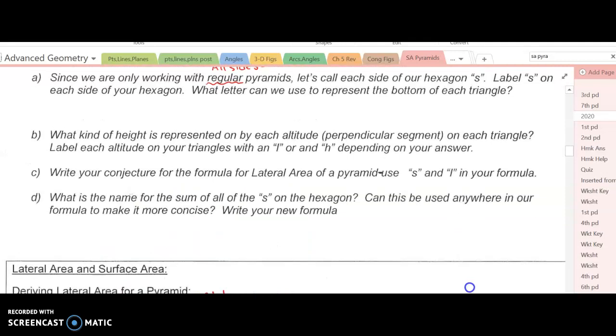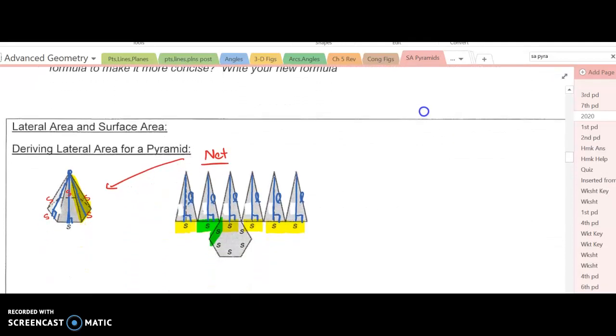Okay, so our next step, write a conjecture for the formula for lateral area of a pyramid. Use S and L in your formula. So remember, lateral area is just the area of the sides. We don't include the base. So we're just looking at how much all of these triangles would be together.